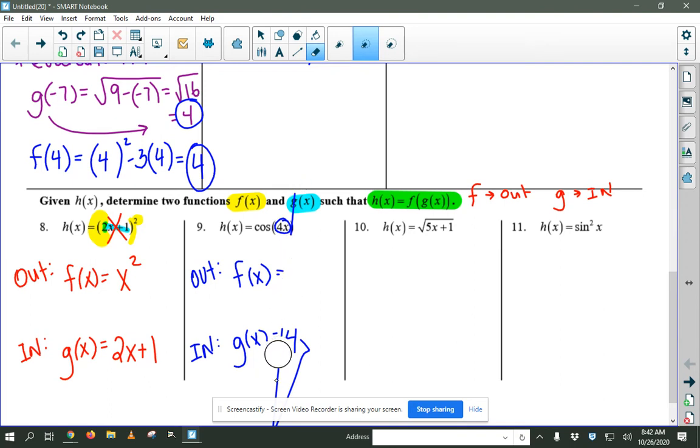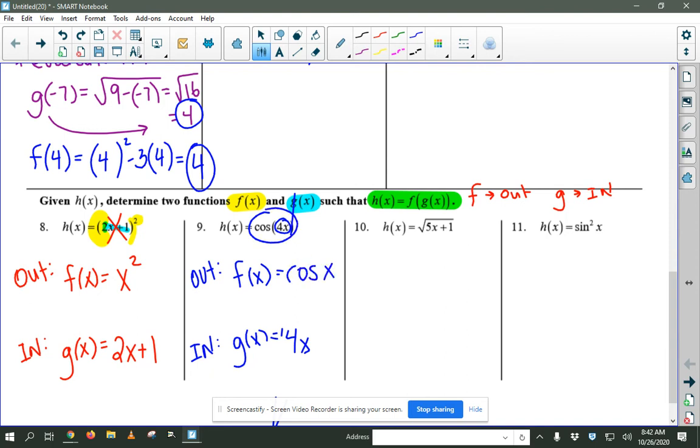And that is inside of my cosine function. So my outside function must be cosine of x. And remember, the inside function is always going to replace an x.